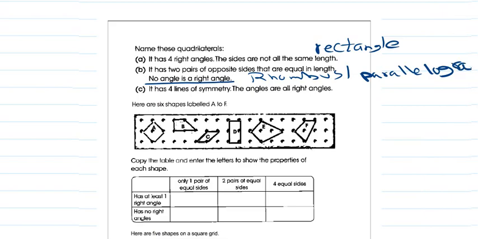It has 4 lines of symmetry, and the angles are all right. Only one shape has 4 lines of symmetry, which is the square. Copy the table and enter the letters to show the properties of each shape.